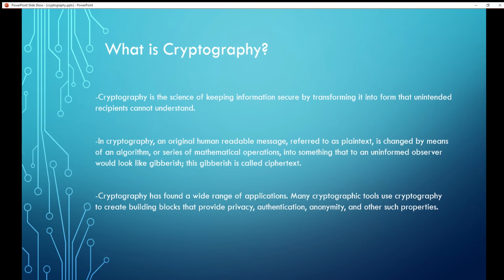Cryptographic systems require some method for the intended recipient to be able to make use of the encrypted message, usually, though not always, by transforming the ciphertext back into plain text. Cryptography has found a wide range of applications. Many cryptographic tools use cryptography to create building blocks that provide privacy, authentication, anonymity, and other such properties. In turn, these tools can be used to create secure applications for users.